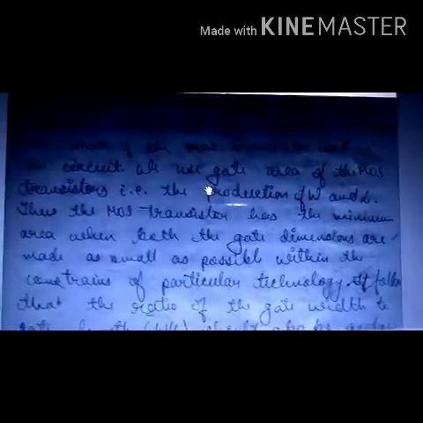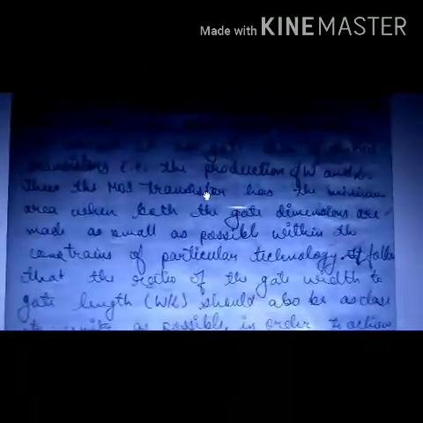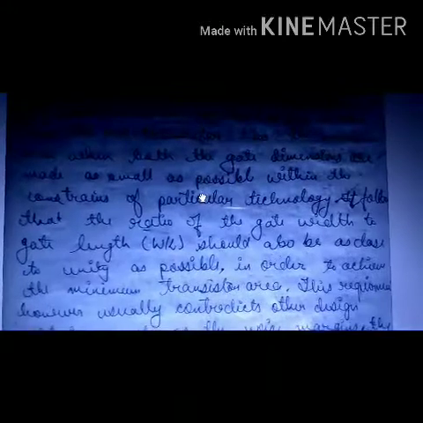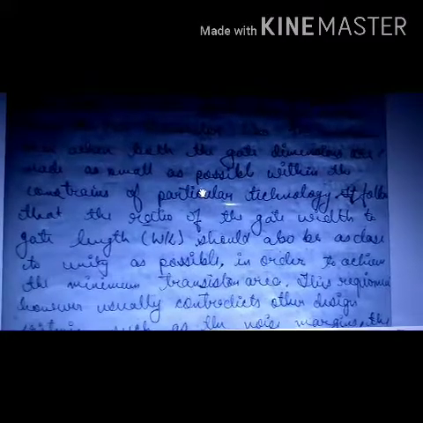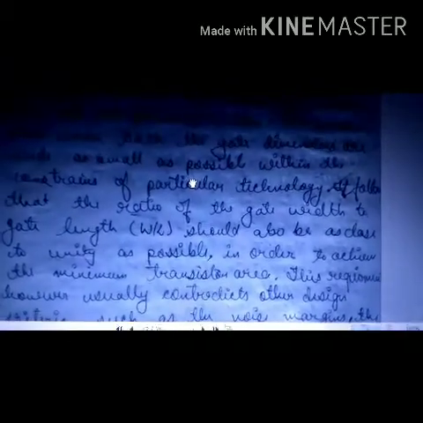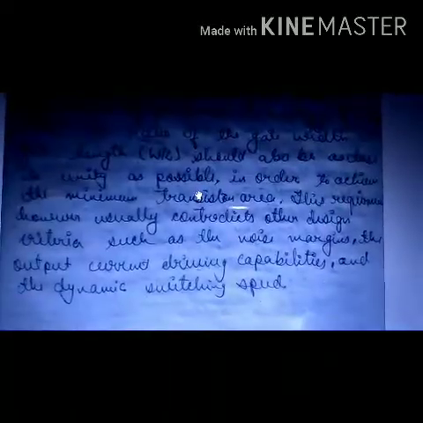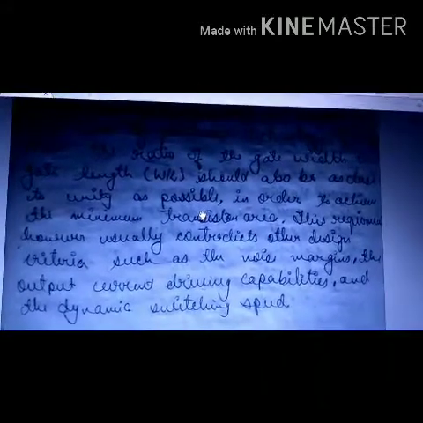Thus, the MOS transistor has a minimum area when both the gate dimensions are as small as possible within a technological node. It follows that the ratio of the gate width to the gate length should be as close to unity as possible in order to achieve a minimum transistor area. So the aspect ratio should always be near unity. This requirement, however, usually contradicts other design criteria such as noise margin and output current. Therefore, a fixed value of W by L is taken, and even the ratio of W by L of the load and driver transistors plays an important role, as we will be looking at in subsequent lectures.